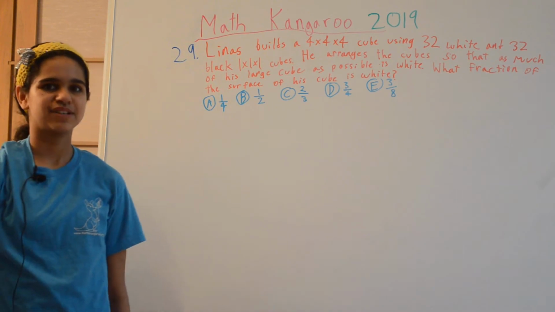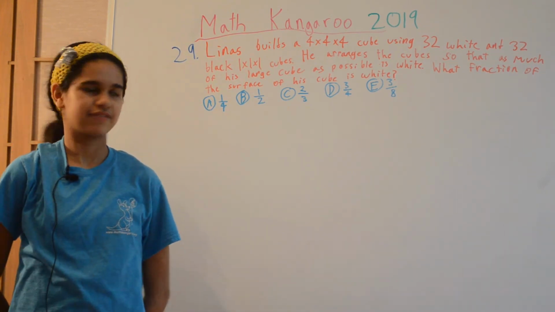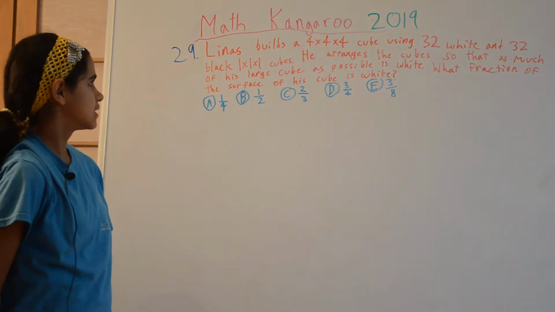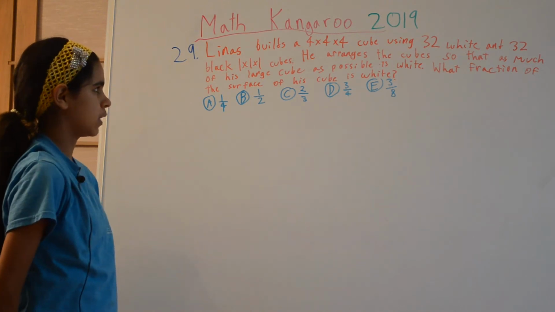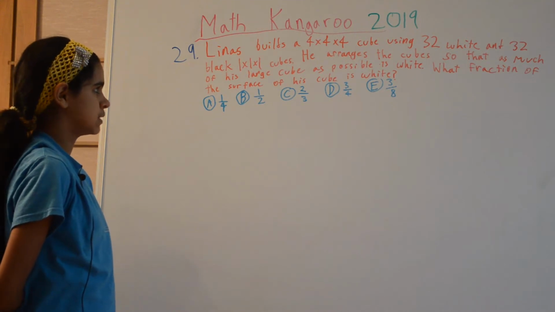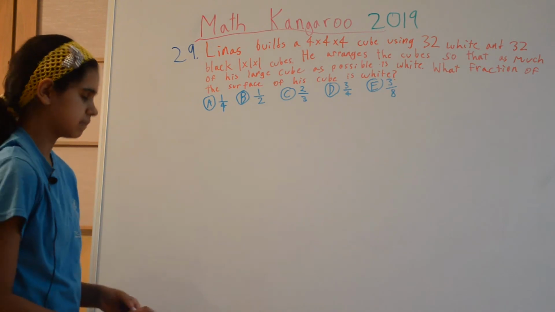Hi, today I'm going to show you how to solve problem 29 from the 2019 Math Kangaroo, grades 5 to 6. Here's the problem. Linus builds a 4x4x4 cube using 32 white and 32 black 1x1x1 cubes. He arranges the cube so that as much of his large cube as possible is white. What fraction of the surface of his cube is white?